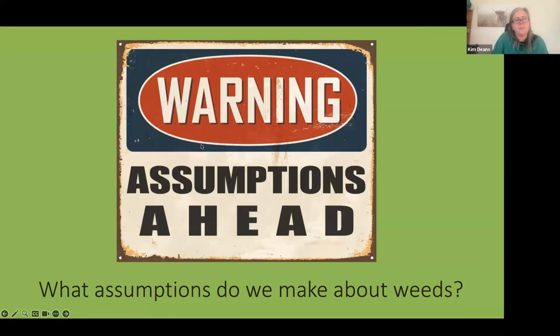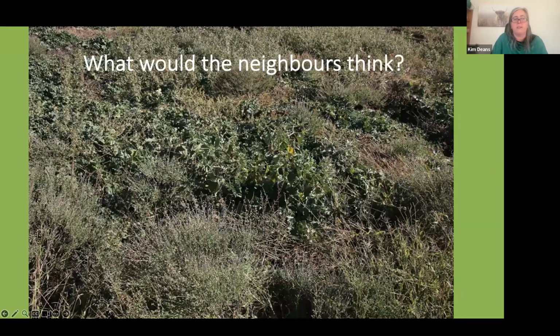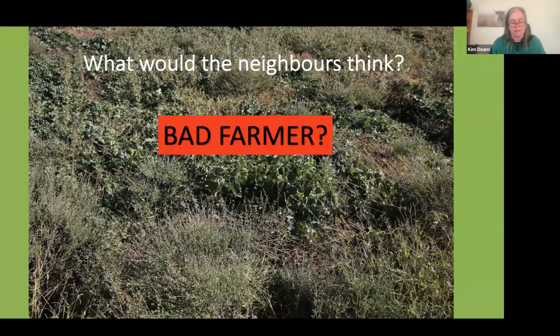There's one big assumption I think that holds a lot of people back with weeds. What would the neighbours think? It's a classic. People are worried that they're going to be a bad farmer if they let those plants we call weeds grow. They're worried the neighbours will get cranky, they'll look like they're not keeping up with things, they're not going to be doing the right thing. That whole fear of what will people think, or being a bad farmer, really holds people back from trying different things.